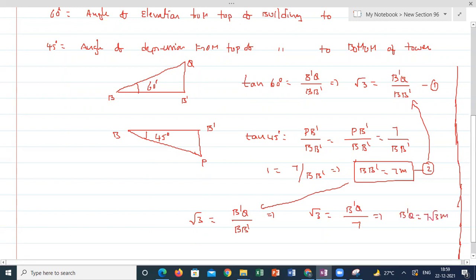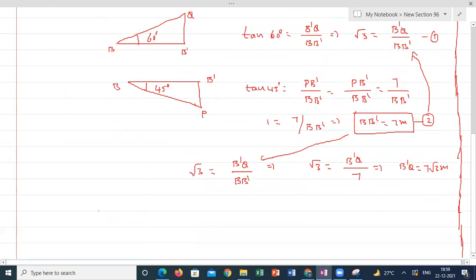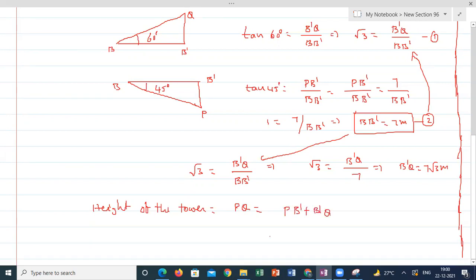This is not enough. We need the height of the tower. Height of the tower is equal to PQ, which is PB dash plus B dash Q. PB dash is 7, B dash Q is 7 root 3. So the answer is 7 of root 3 plus 1 meter. Hope you are clear what I have done here. Anyone having any doubt?